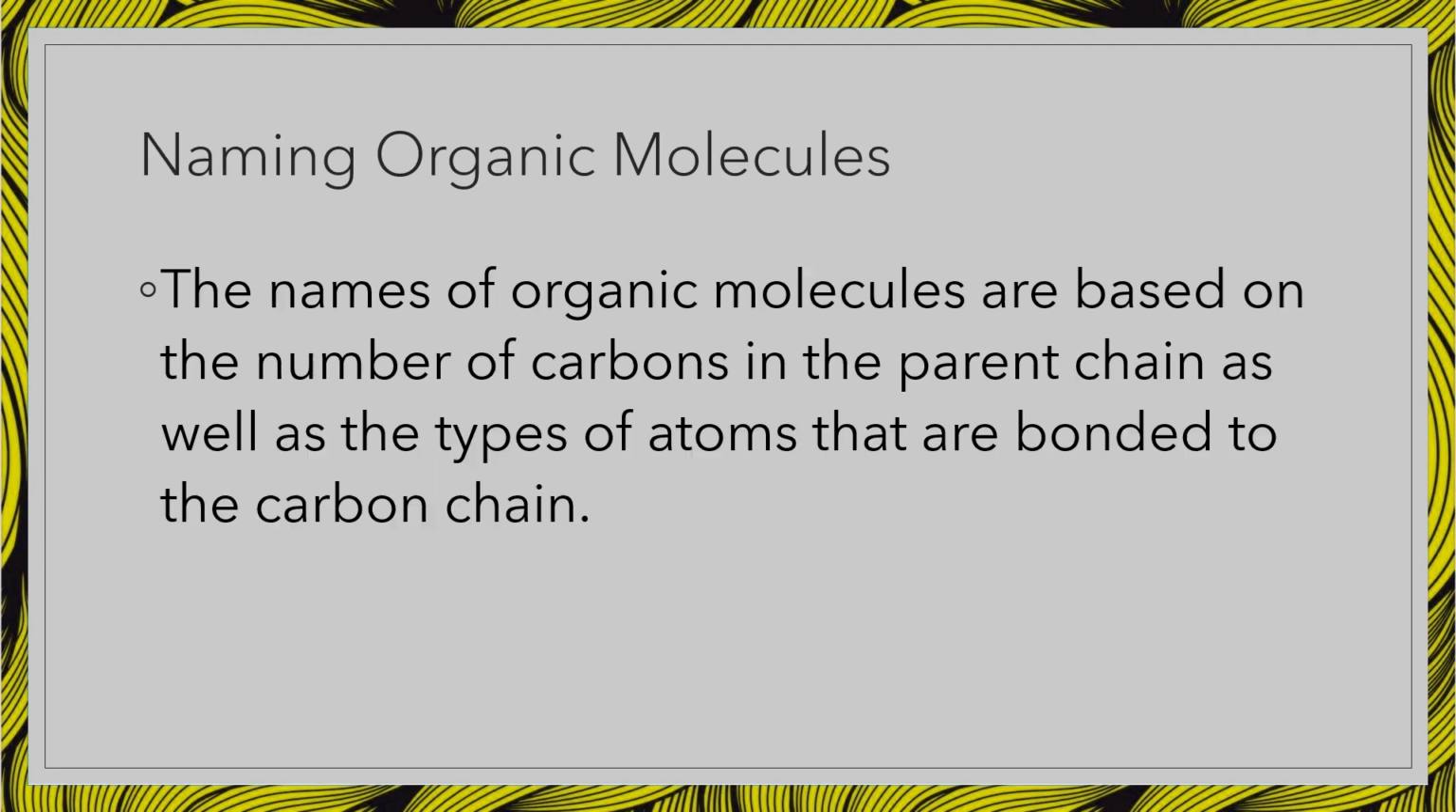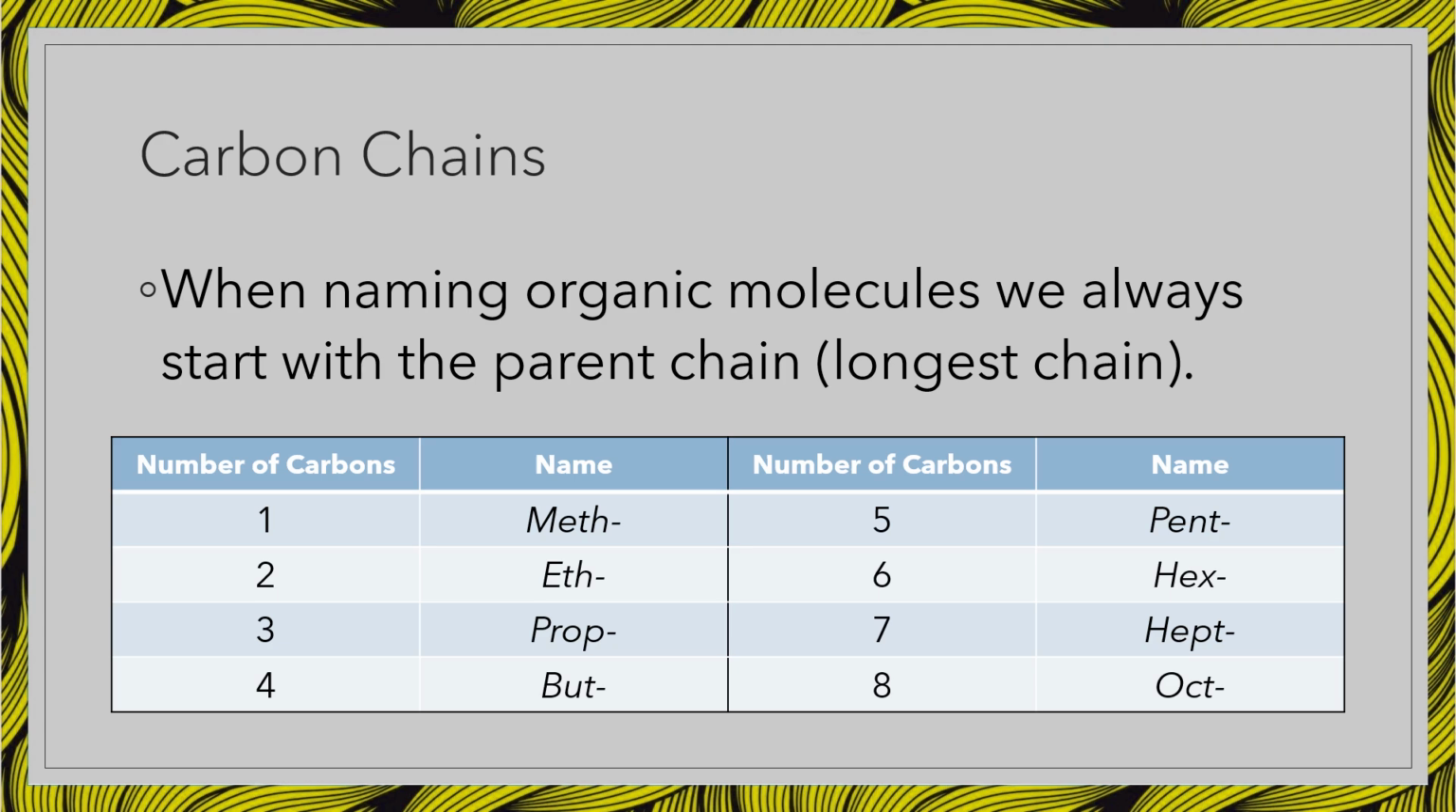Okay. Now, the names of organic molecules are based on the number of carbons in the parent chain. So that's an important word that we'll have to remember, parent chain, as well as the types of atoms that are bonded to the carbon chain. Now, naming. We always start with the parent chain, which is the longest chain, or the one with the most important other atoms attached. But we only have to remember up to 8. So if there's one carbon, it's meth, whatever. 2 carbons, it's eth. 3 is prop. 4 is but. 5 is pent.